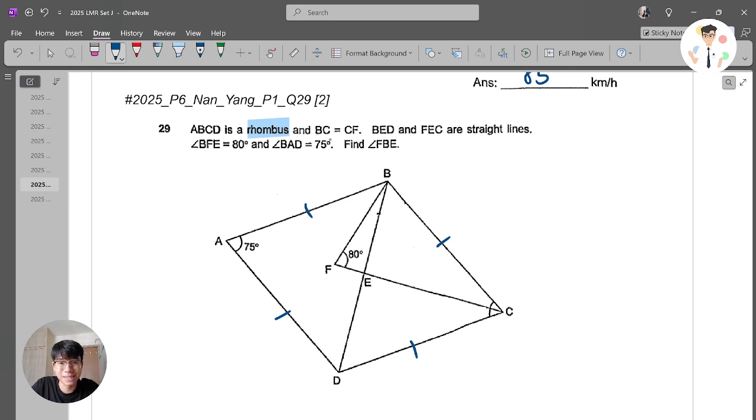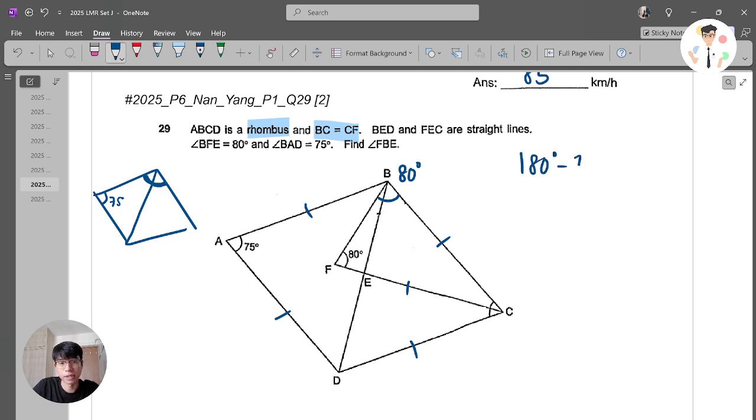Okay? And BC and CF are equal, which means that these two have the same length. And this information is important because we know that if here is 80, then the whole thing here will also be 80 degrees. And do not forget that if this is a rhombus, and this is cut into half, the first thing you should know is here is 75, right?